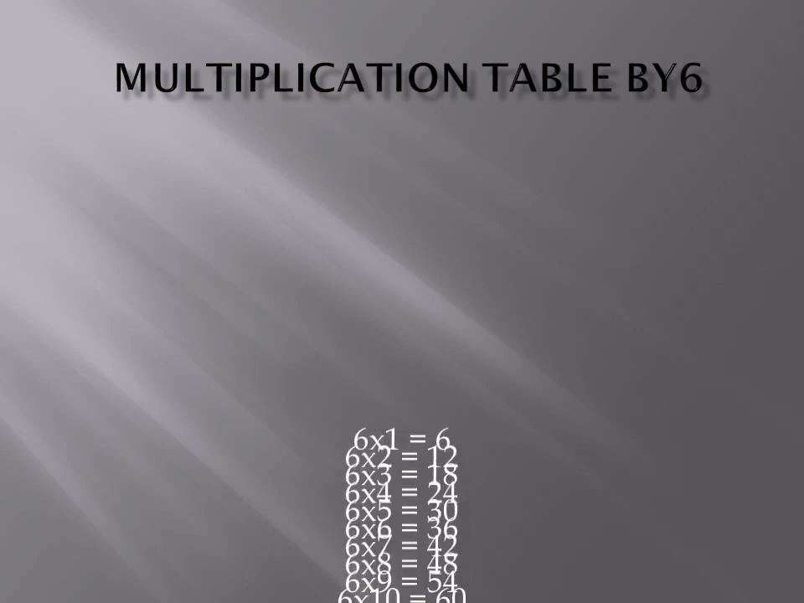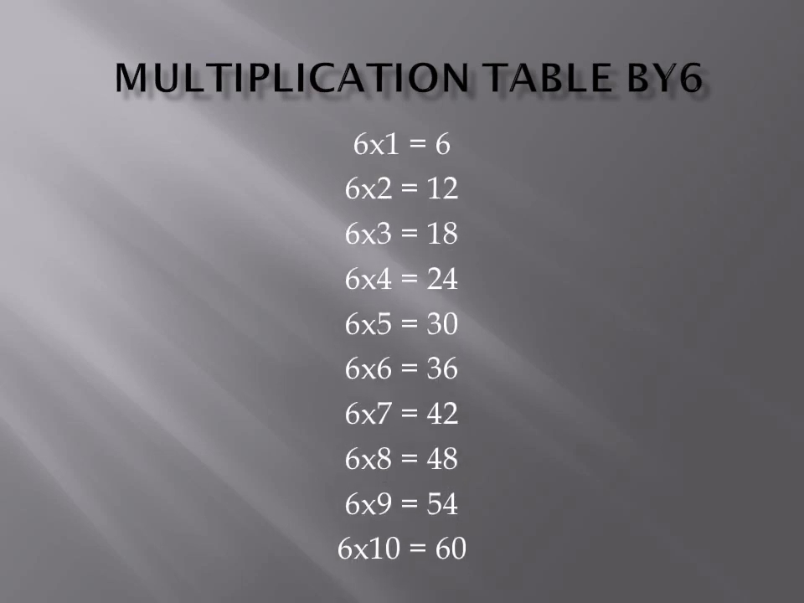And in addition to our lesson for today, we actually have the multiplication table by 6. Let me enumerate them. First, we have 6 times 1 equals 6. 6 times 2 equals 12. 6 times 3 equals 18. 6 times 4 equals 24. 6 times 5 equals 30.